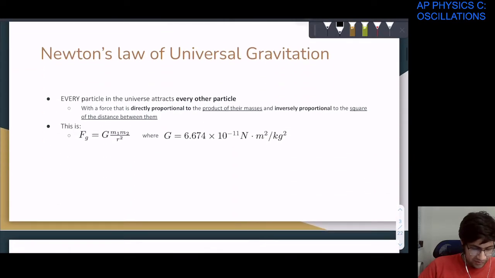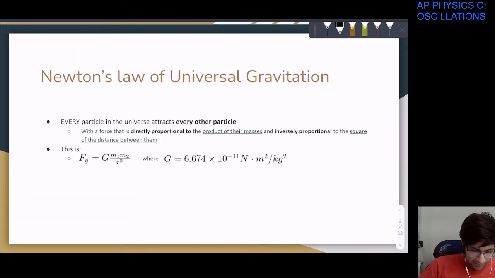And this will be a pretty brief PowerPoint, but we'll start off with just Newton's law of universal gravitation. So what this is basically saying is that every particle in the universe attracts every other particle. And this is something that you don't normally witness, right? It seems like when you drop something from a certain height, that object falls to the ground. You don't see the Earth being attracted to that object. But in reality, that is happening.